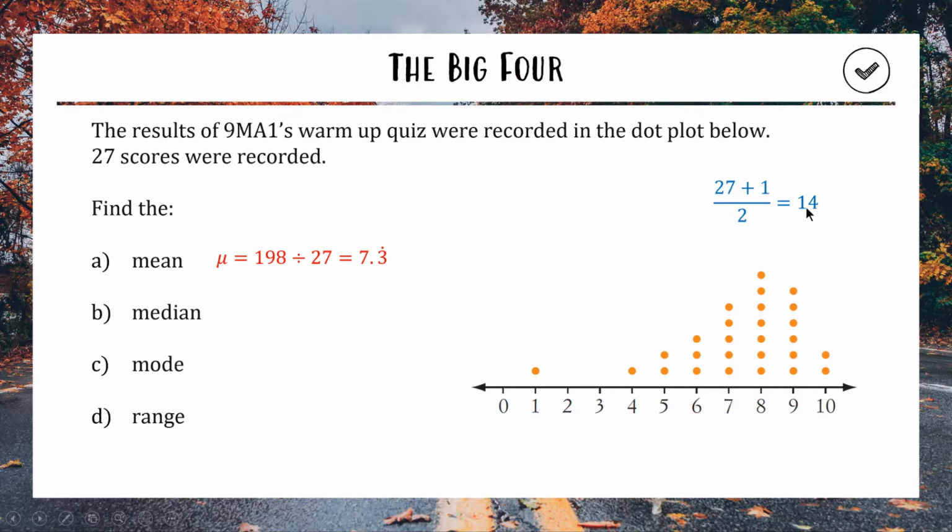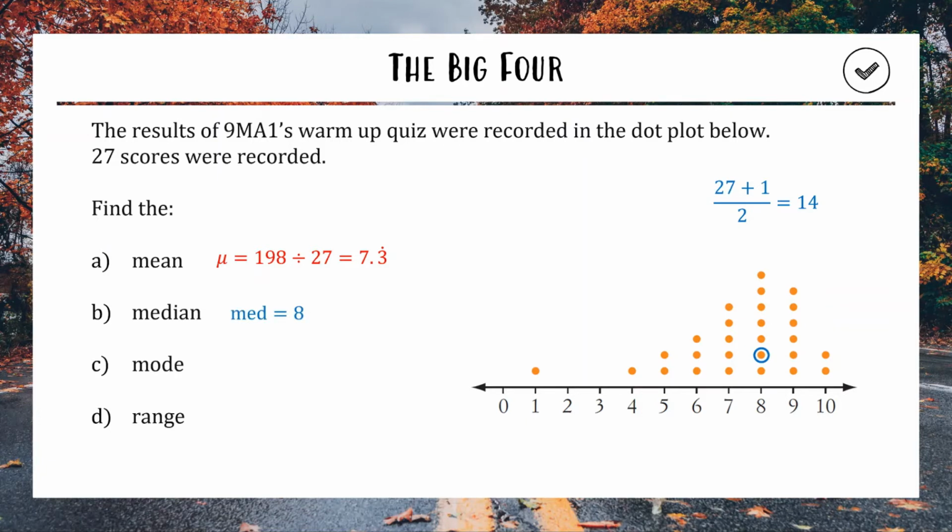So I know I need to be looking at the 14th score. That's going to be our median, okay? Because it's an odd number of scores, there's going to be 1 in the middle. It's going to be the 14th number. So if we count up 1, 2, 3, 4, 5, 6, 7, 8, 9, 10, 11, 12, 13, 14 right here, that is our median. So the median is an 8.